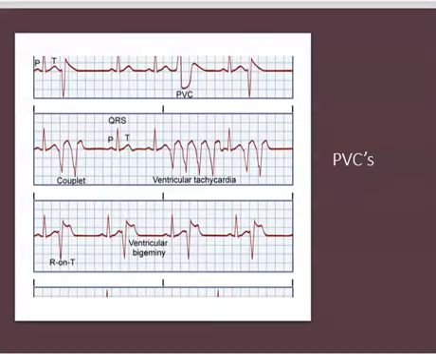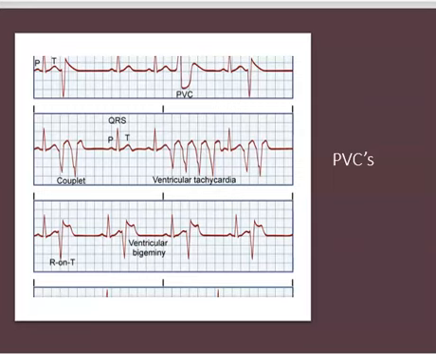Okay, here is a picture with PVCs on it. If you look at the very top one, you'll see a P wave, a QRS complex, and then a QRS complex that's negative. Then you'll see a P wave, QRS, P wave, QRS. But the next one that comes up after that is a QRS, but it's wide and it's bizarre, and it came too soon, premature, too early in the cycle.